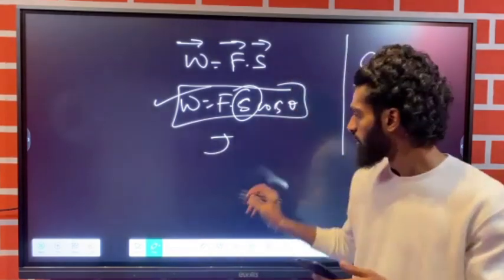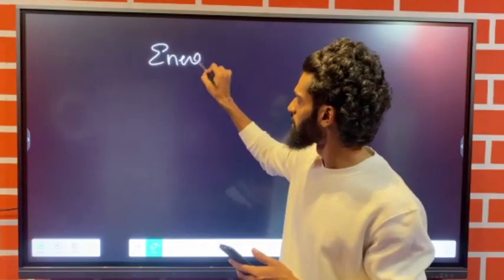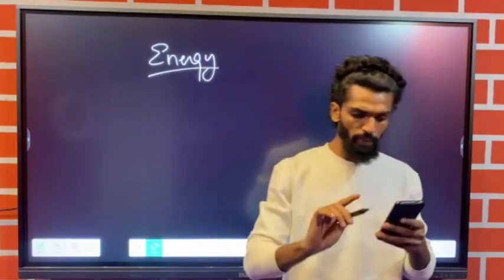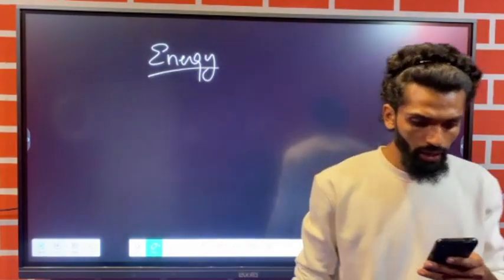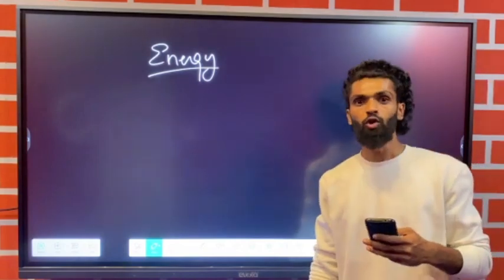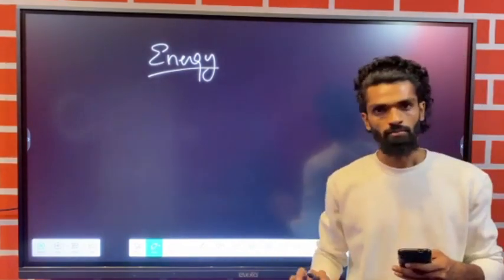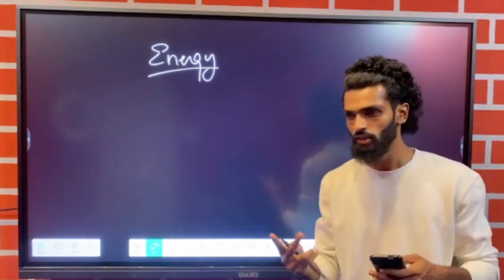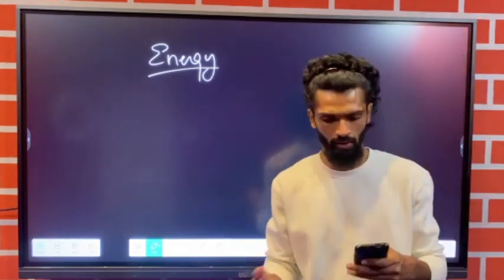Then energy. Energy, everybody knows, there's nothing new here. All are 10th standard concepts. I'll read the definition from the PDF itself. It says the capacity to do work is called energy. Everybody knows this. Capacity to do work is energy. Can we ignore the word capacity? 100% no. So write this.